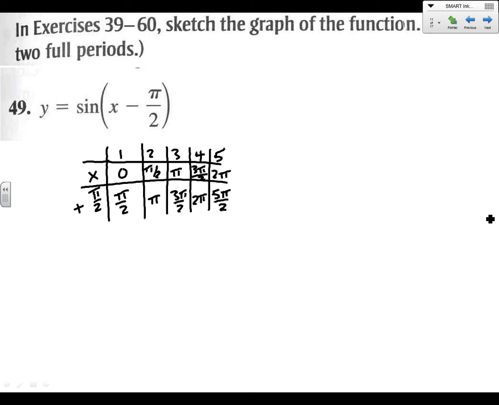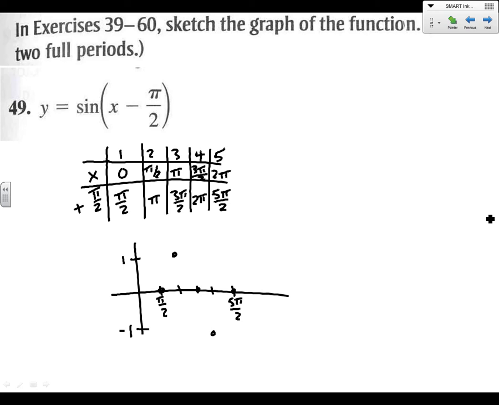And so we're going to be able to graph this. We start at pi over 2, down at 0. We're going to go up to 1, down to -1, and do our 5 points. And so we'll finish here at 5 pi over 2.